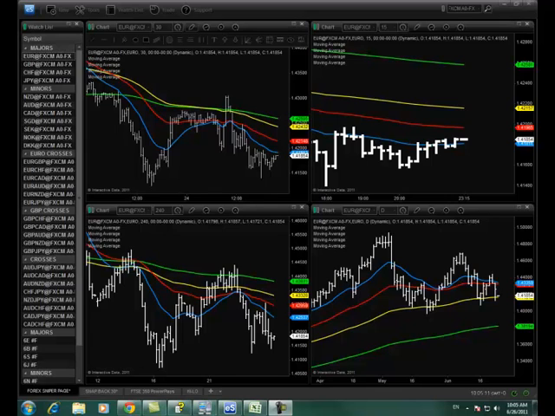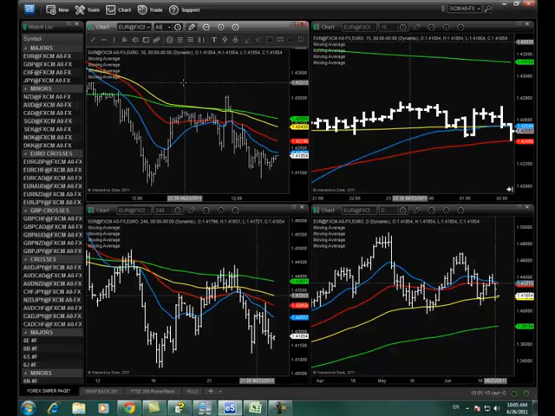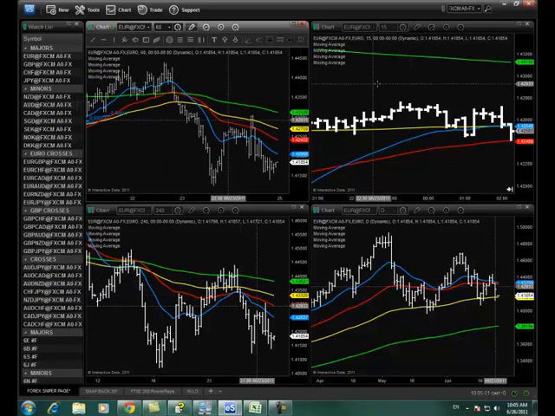Now on the screen we've got the euro dollar, and we've got the daily, the 4 hourly, the 60 minute and the 15 minute. We're going to have a look through and try and find some potential areas where you can identify trading opportunities, and how you can then drill down to the smaller time frames and execute on those positions.